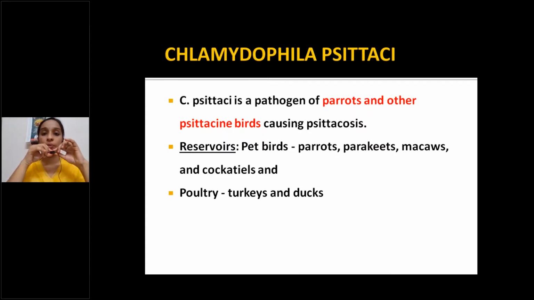Next, two other minor species. First is Chlamydophila psittaci. This is the primary pathogen of parrots and other birds, causing psittacosis. It causes infection in humans also. Reservoirs here are pet birds like parrots, macaws, and poultry birds like turkeys and ducks.